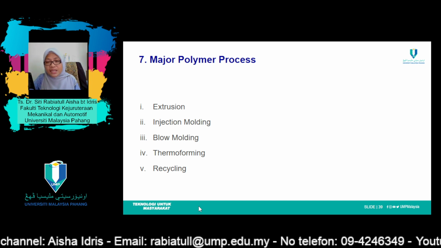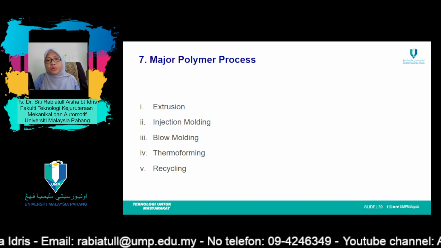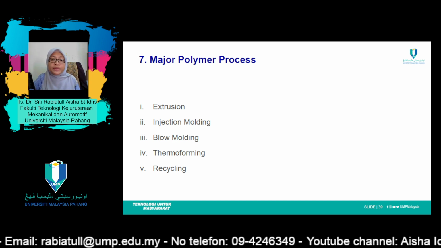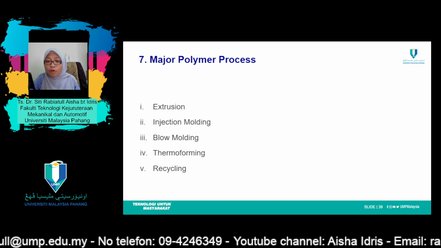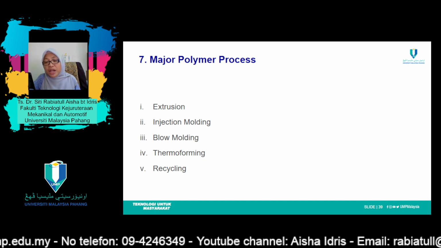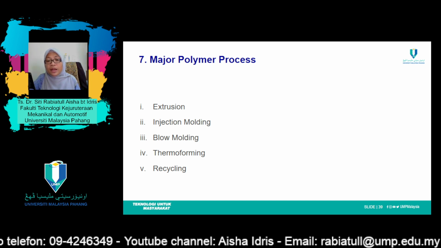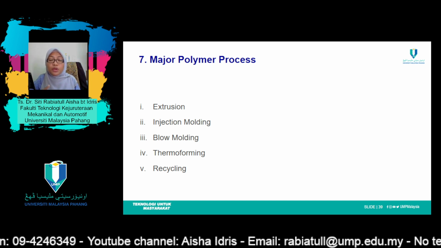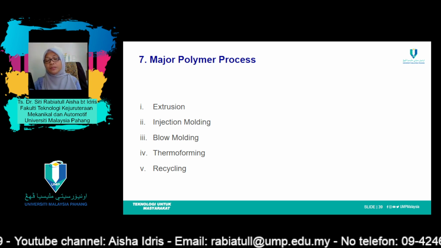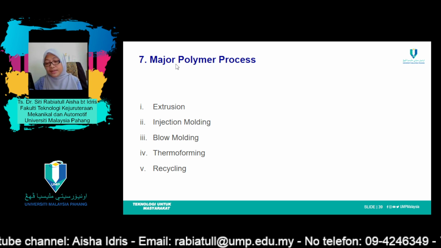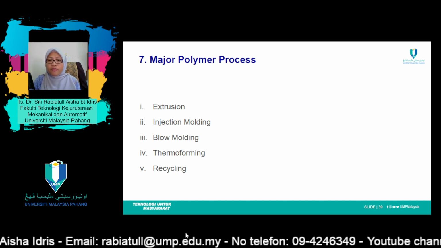So, okay, last but not least for today's topic is that we are going to look at how to process the polymers. Well, there are several types of processing involved in producing polymers like extrusion, injection, blow molding, thermoforming, as well as recycle. I think the most common that you may find is recycle, because it is very easy to use as compared to other types of process.